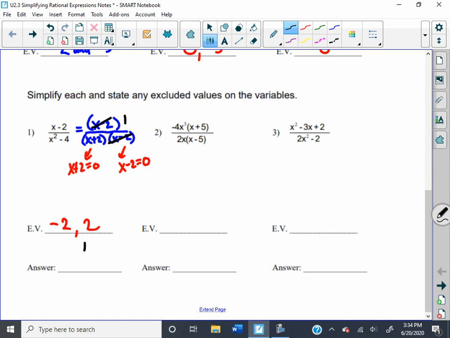All right, so this will simplify down to 1 over, and I'm going to just leave this in parentheses, x plus 2. 1 over x plus 2.